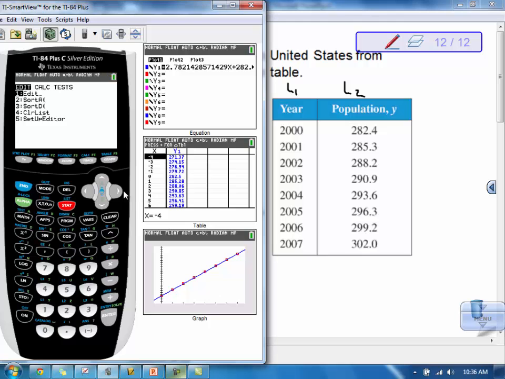Now when you go to stat calculate linear regression, when you hit calculate, it'll give you this R value at the bottom. So it gives me the A and the B, but it also gives me an R value. And basically, the closer that R value is to 1, the more appropriate this would be for a linear model that matches the data set. So basically, this tells us how good our line of best fit actually fits the data. The closer this is to 1, the better it fits the data.